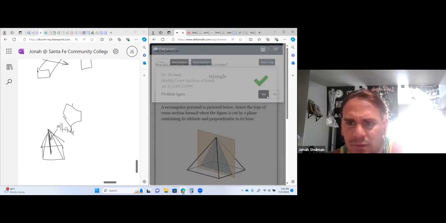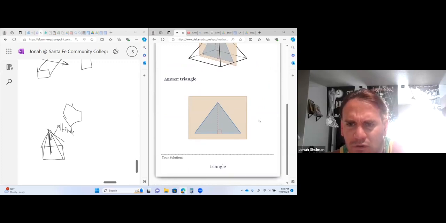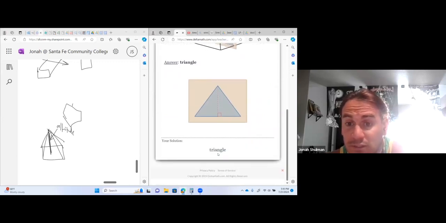Let's see what happens. Is it the pentagon? I don't know. It is a triangle. Oh, nice. This is what I was visualizing. It's just hard to kind of see it.